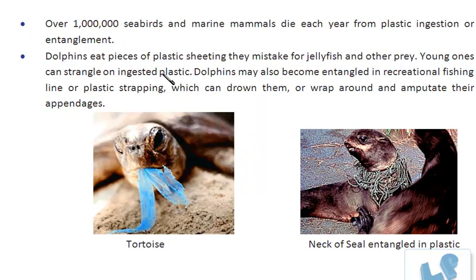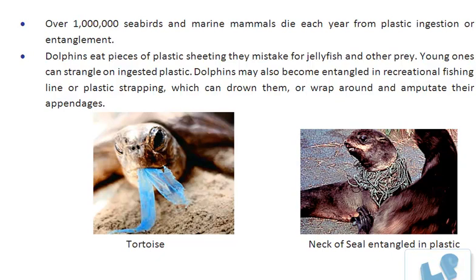See, this is data which I have taken directly from the internet, and it says that over 1 lakh seabirds and marine mammals die each year from plastic ingestion and entanglement. Dolphins eat pieces of plastic sheeting they mistake for jellyfish and other prey. Young ones can strangle on ingested plastic. Dolphins may also become entangled in recreational fishing line or plastic strapping, which can drown them and wrap around and amputate their appendages. See this tortoise.